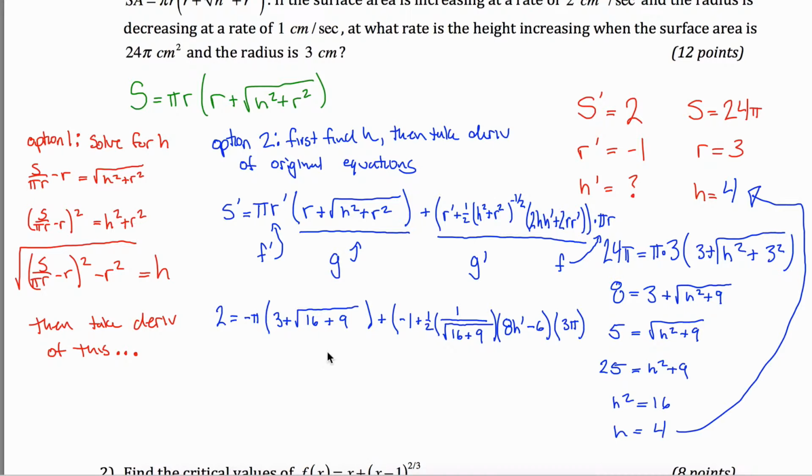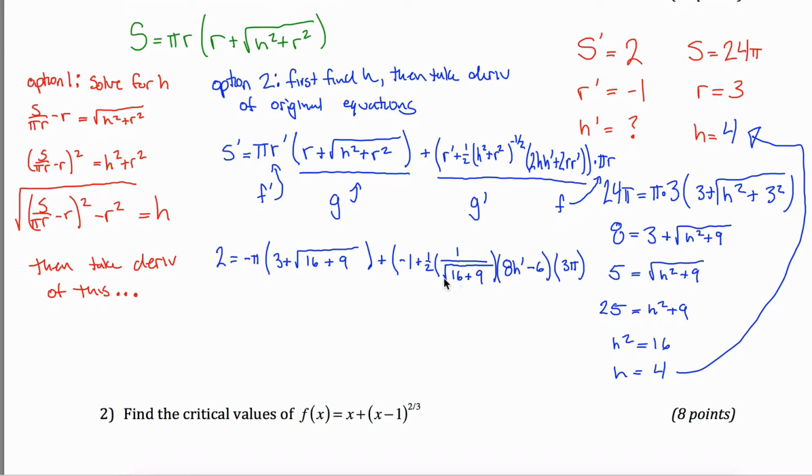So I have this mess here. I want to solve it for h prime. It might help to rewrite this thing without the square roots in there, so I'll write 2 is equal to, let's try to clean this up as best I can. This is 25, the square root of 25 is 5, 3 plus 5 is 8, so I have -8 pi coming out of this whole thing, plus -1 plus, and then this is 1/2 times 1/5, because the square root of 25 is 5, so that's equal to 1/10 times 8h prime minus 6 times 3 pi.